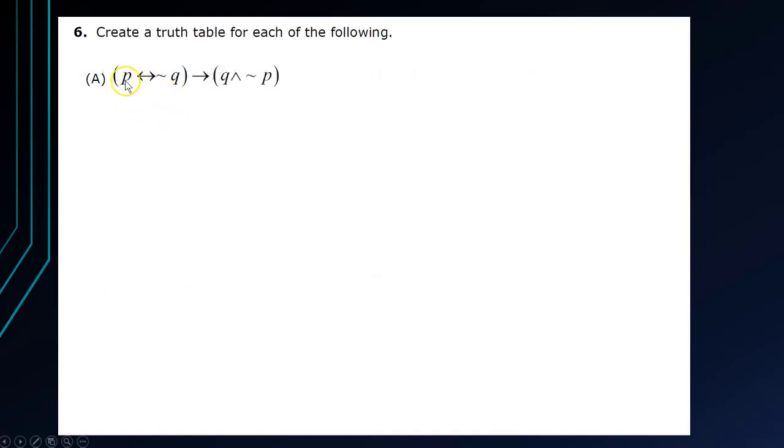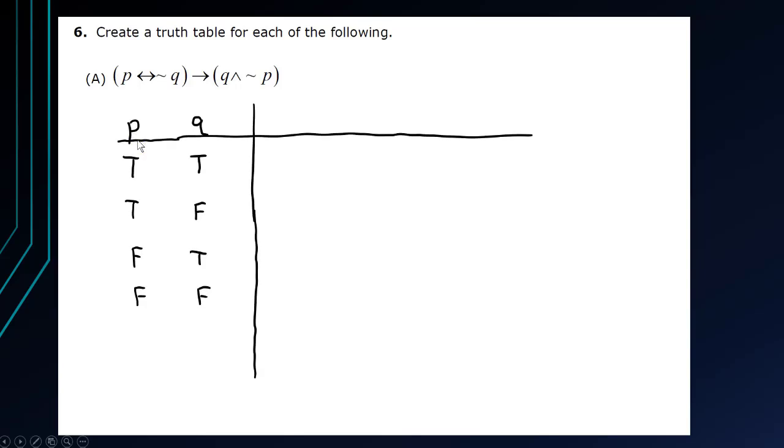So if I focus on this first one, I'm doing basically P if and only if not Q. If that's true, then Q and not P is true, or something along those lines. That's basically what this is saying. If P occurs if and only if not Q occurs, then Q and not P occurs. That's how you would read it. There's only two elements involved here, P and Q primarily.